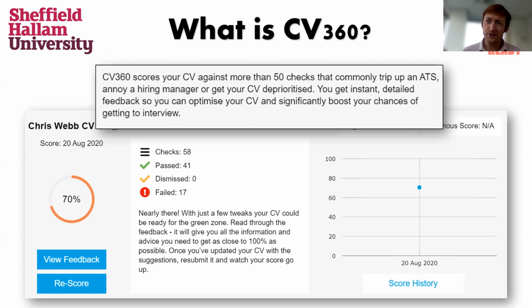Applicant tracking systems are software used by recruiters and employers to make a number of different checks on CVs to filter through that first stage of the application process. So CV360 scores against more than 50 different types of checks that are commonly identified by an applicant tracking system, and we'll come on to what some of those checks are moving forward.